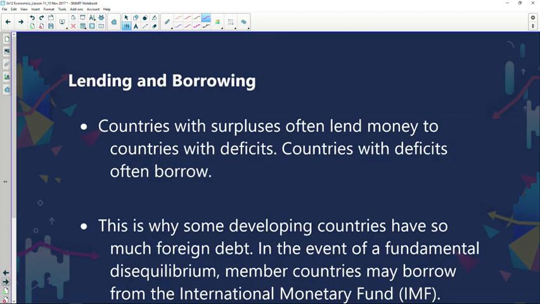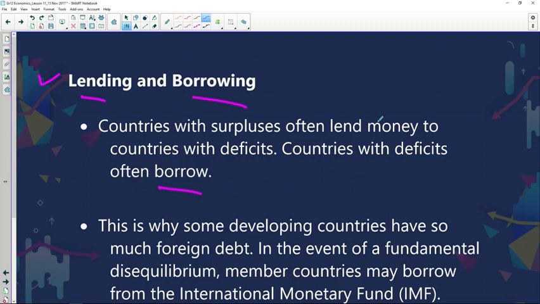Okay, the first one is lending and borrowing. Countries with surpluses often lend money to countries with deficits. Countries with deficits often borrow. So this is also considered a corrective measure that could be applied. Obviously, if you've got more, you can lend to another country. If you've got less, then you have to borrow from another country. This is why some developing countries have so much foreign debt that they have to pay.